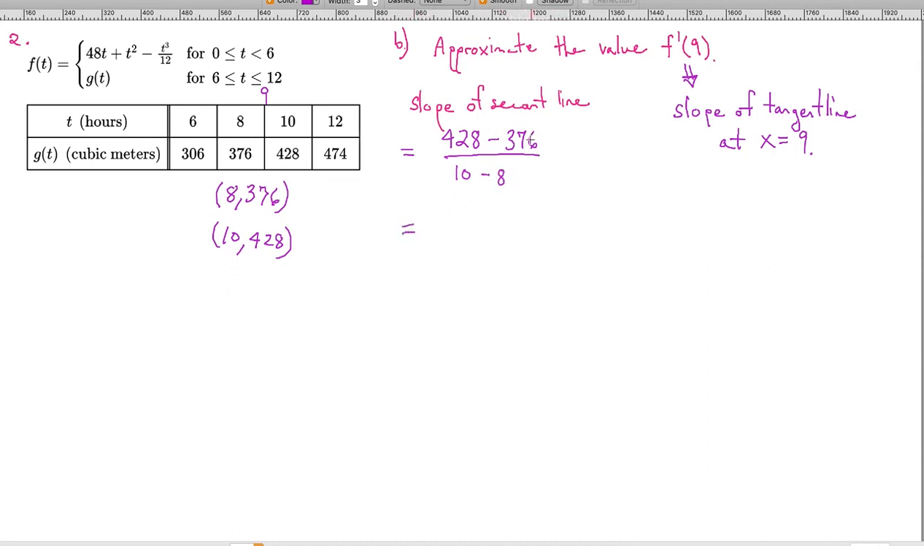And I'm going to get 52 over 2. And then this is just 26. And this is the best approximate value I can get for f prime of 9.